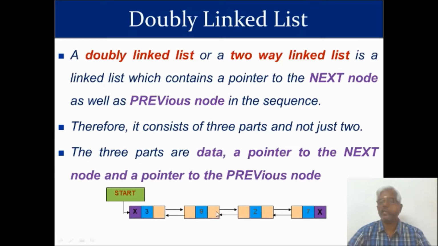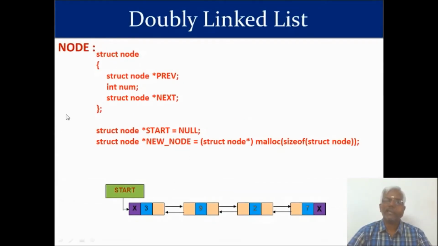And the second node, the next pointer points to 2, but the previous pointer points to 3. And the next node 2, whose next pointer points to 7, whose previous pointer points to 9. The last node 7, whose previous pointer points to 2, the next consists of null value because the 7 is the last node. So, in doubly linked list, the previous pointer of the first node and next pointer of the last node are always null.